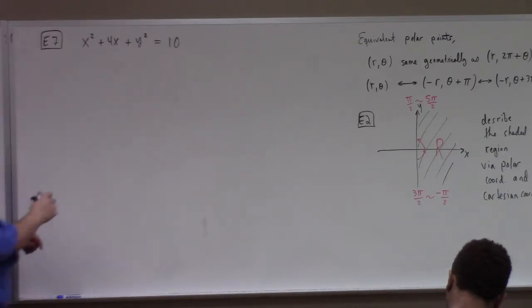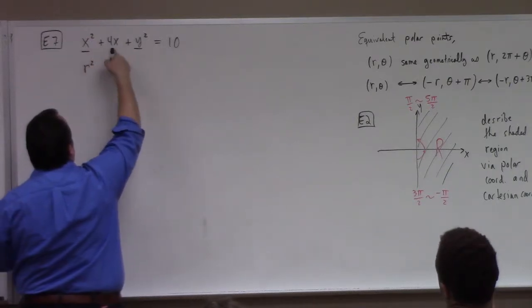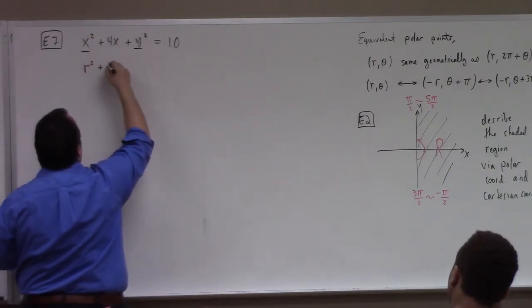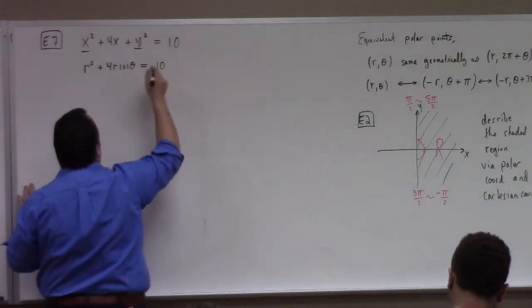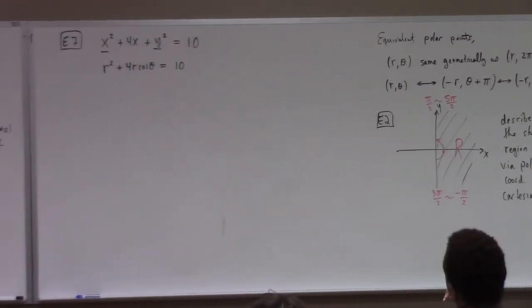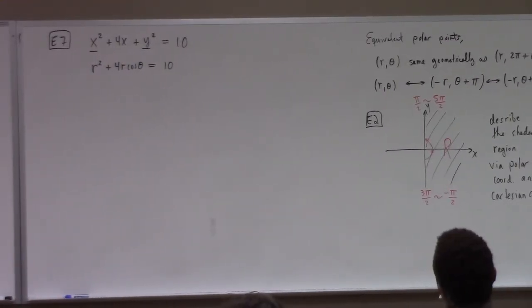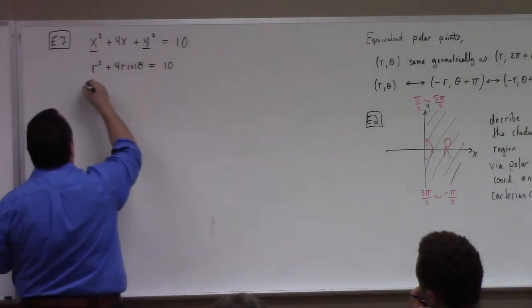So in view of that, I can take this x squared and y squared and trade it for an r squared. And the 4x is what? It's going to be 4r cosine theta equals 10. Now, if I'm just looking for a polar equation for the curve, you're looking at it. That's it. If I wanted to find r as a function of theta here, I'd have to work a little bit harder.